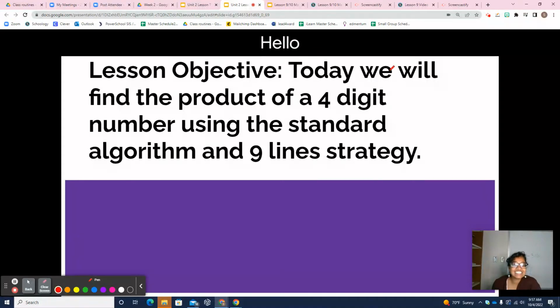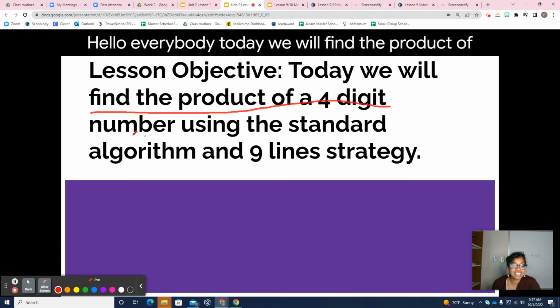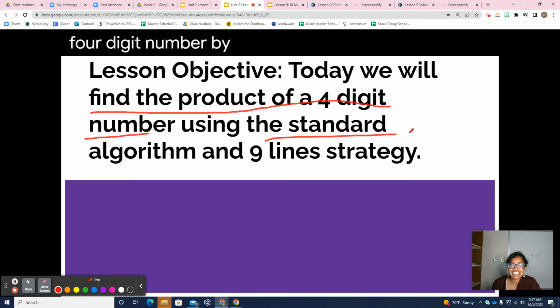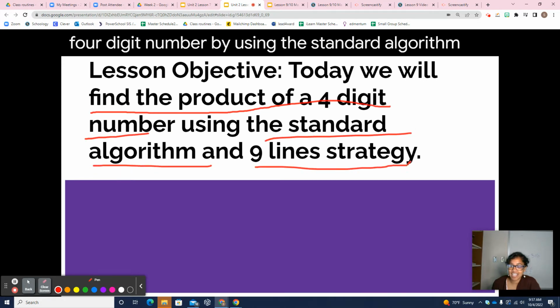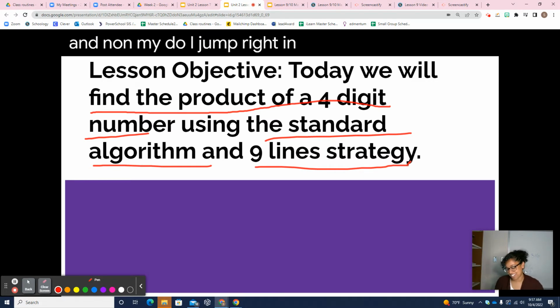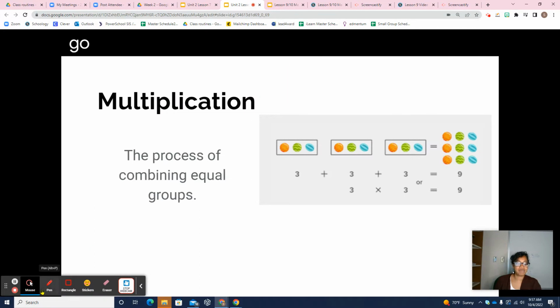Hello, everybody. Today, we will find the product of a four-digit number by using the standard algorithm and 9 lines. I know I jumped right into the lesson objective, but welcome to today's lesson.